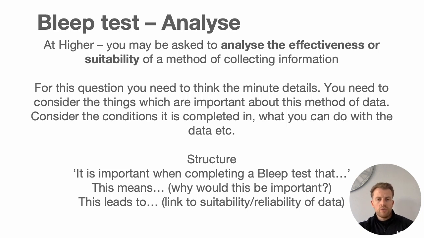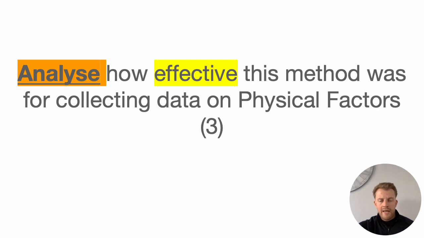To answer this question, we want to use the 3I structure, so we want to identify something, and I would like you to start your response with, it is important when completing a Bleep test that, and then you identify a specific thing. You then give the implication, so what does that mean? Why would this be important? And then we're going to try and link that back to our data which we have collected. Again, here would be a sample exam style question, so analyse how effective this method was for collecting data on physical.